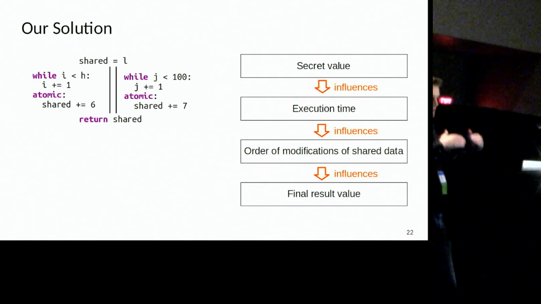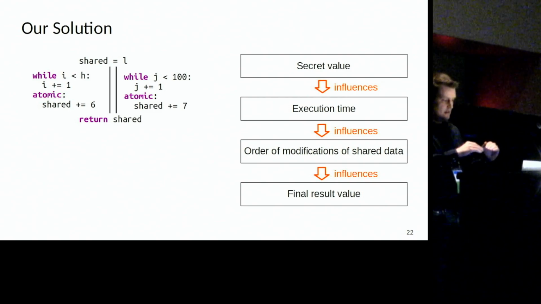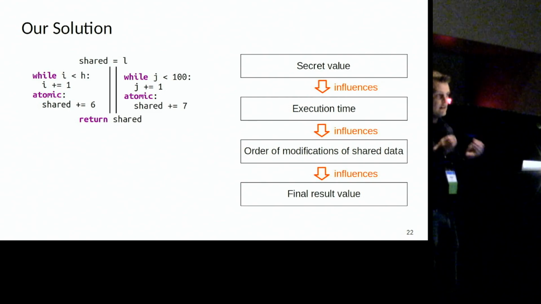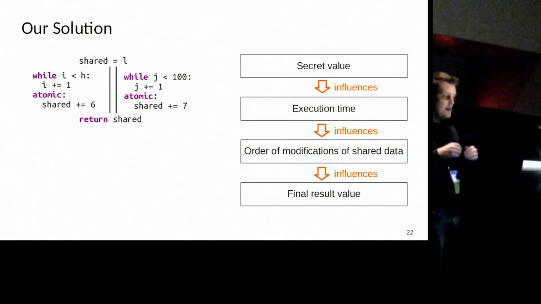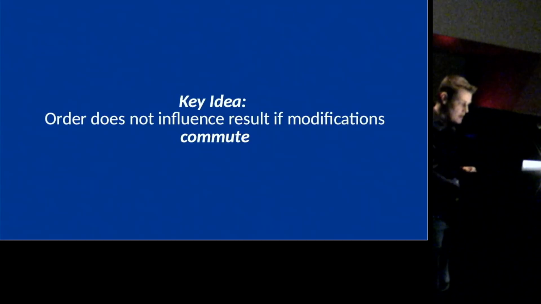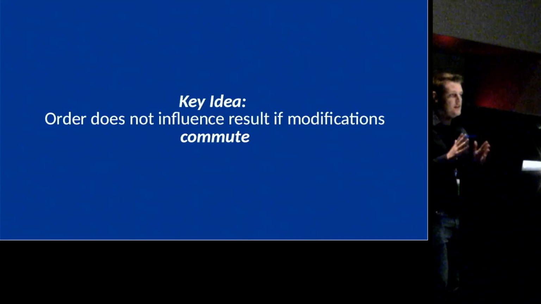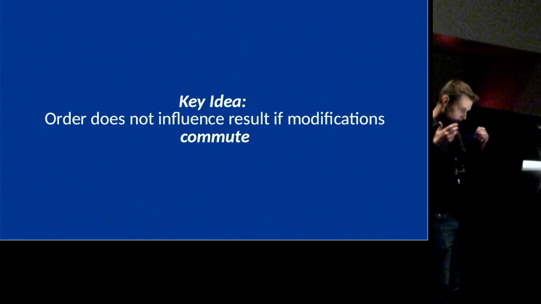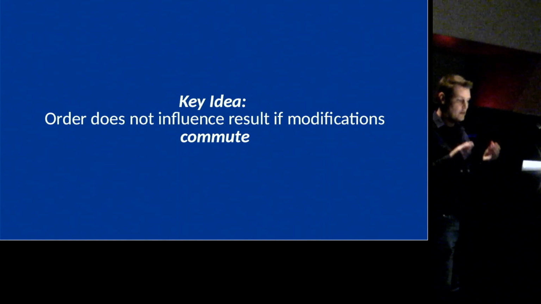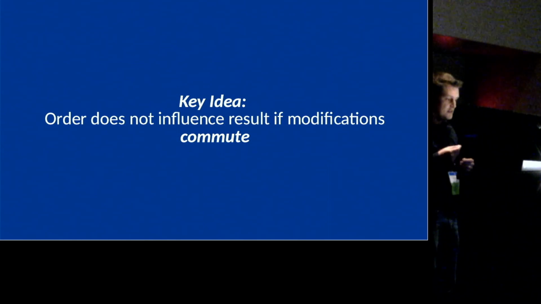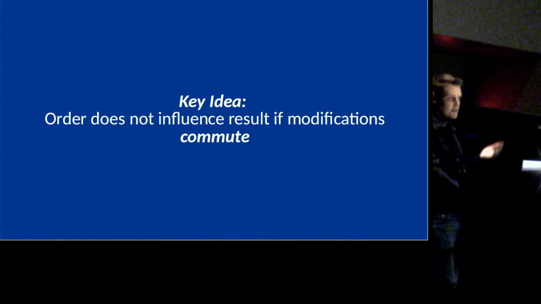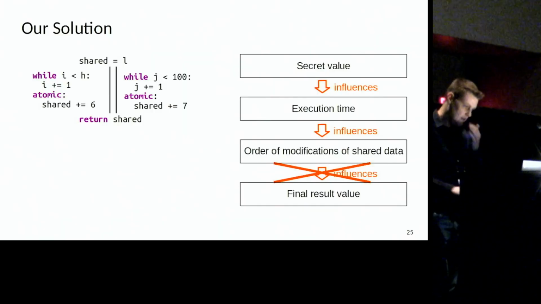Right? Because at the end of the day, we can still have these modifications of the shared variable in different orders, but that doesn't influence the final result in this case, because both of these are additions and additions commute. So this is the first key idea of our approach. The secret-dependent order of modifications of shared data does not influence the final result if these modifications commute. And this is what we want to build our verification technique on.